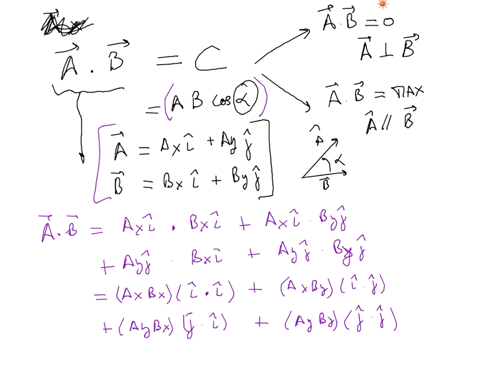Based on the 2 properties of the dot product. If A is perpendicular to B.